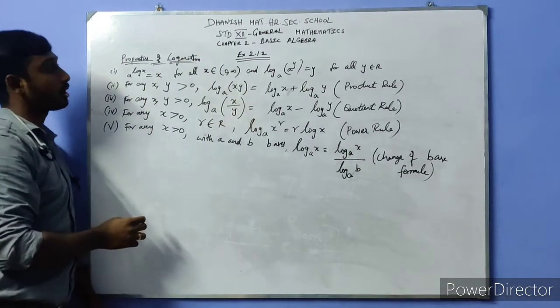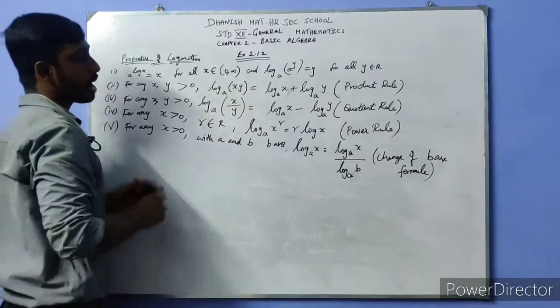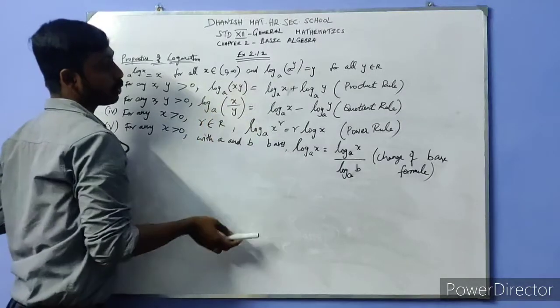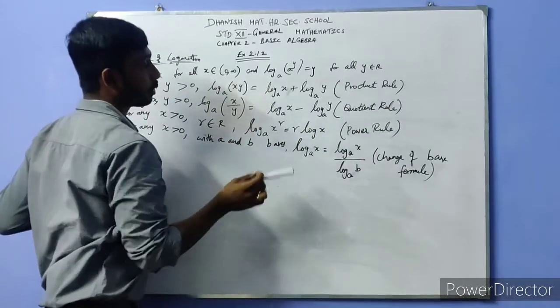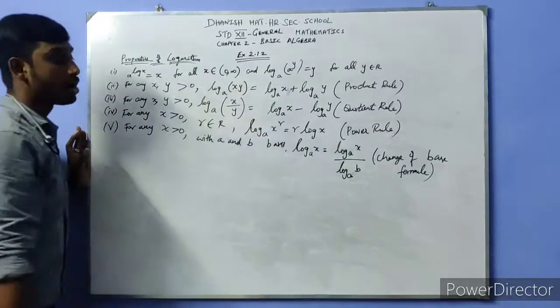So what is the second property here? For any x, y greater than 0, log_a of x into y will be split using the product rule. What is the product rule here? log_a x plus log_a y. That is the product rule.